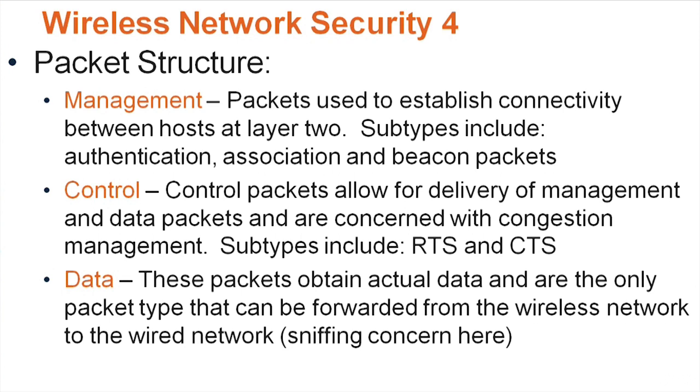So control packets allow for delivery of management and data packets and are concerned with congestion management. Subtypes include RTS and CTS, request to send and clear to send. Data packets contain the actual data and are the only packet type that can be forwarded from the wireless network to the wired network. So this is a sniffing concern. In a wireless network, you can't sniff control and management packets. You can only sniff data packets. They're the only ones that are forwarded to the wired network.